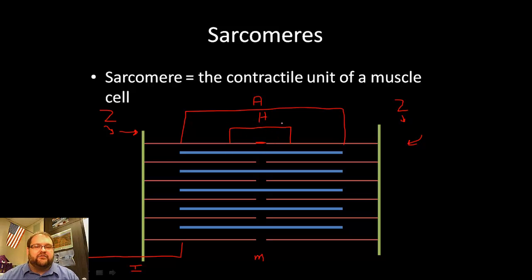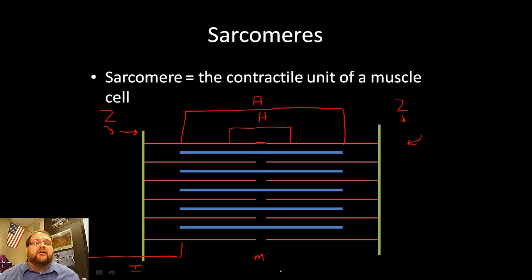So the H zone is gone. The A band is completely unchanged. It's all just the same. The I band over here, you may not see it, but it actually gets shorter. It contracts. The way this looks, it doesn't look like it got shorter, but we moved the Z line over, so the I band actually got smaller.